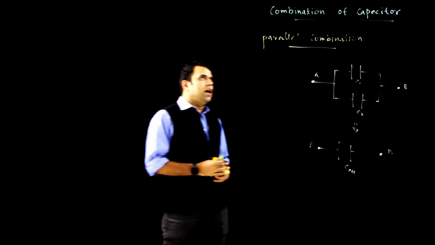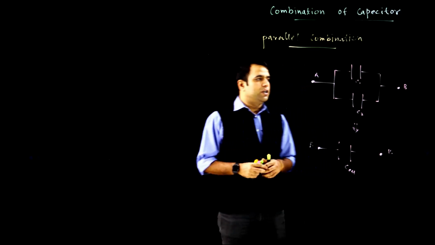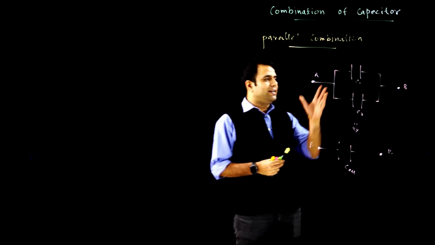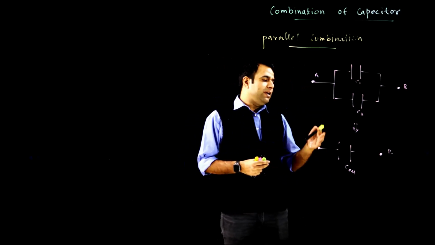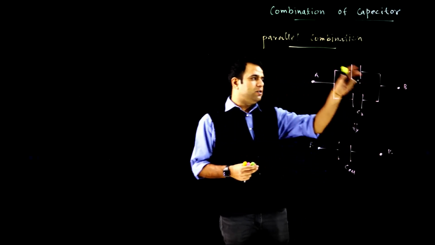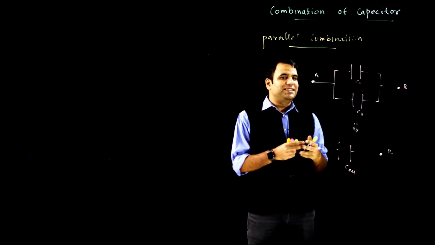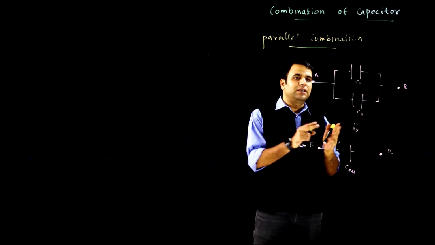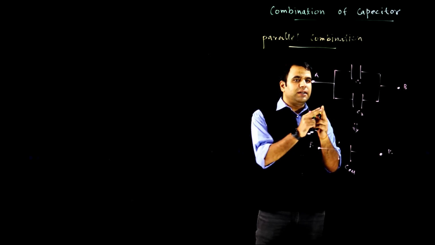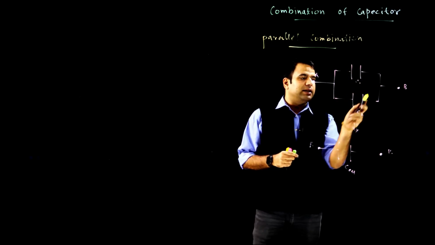Hello. Now we will do the parallel combination for capacitors. If there are two capacitors connected in parallel, we want to calculate the effective capacitance in place of this. This is my two capacitors connected in parallel, and as you know, the parallel combination means each and every end of the capacitor is connected to the other side. So this end is connected to this side and this end is connected to this side.